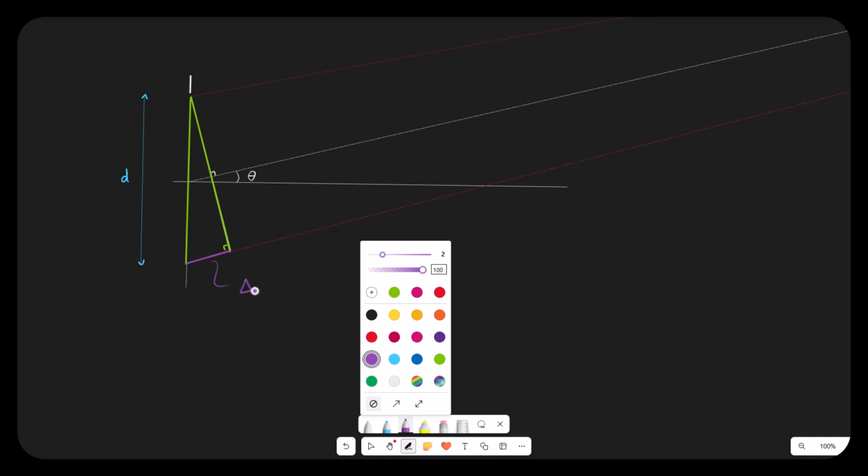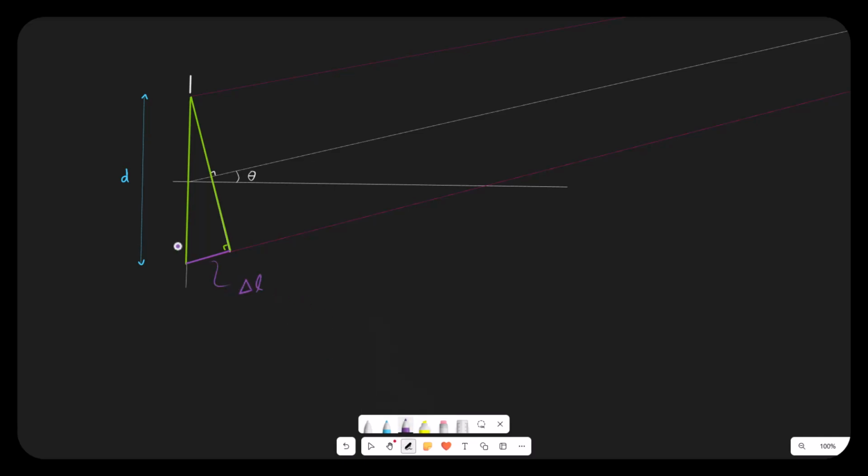This is my path length difference. From this triangle, I can say my path length difference is going to be equal to D times the sine of theta, because of all kinds of angles, right? Here is theta, and if that's theta there, then this has to be theta up here. Those angles have to match. So my path length difference is equal to D times sine of theta.